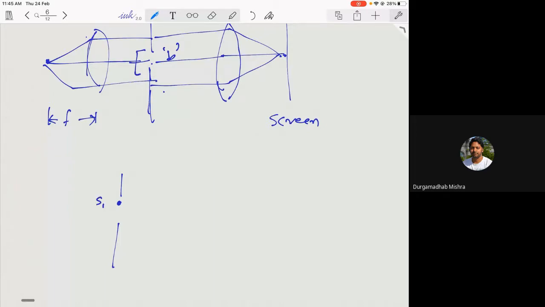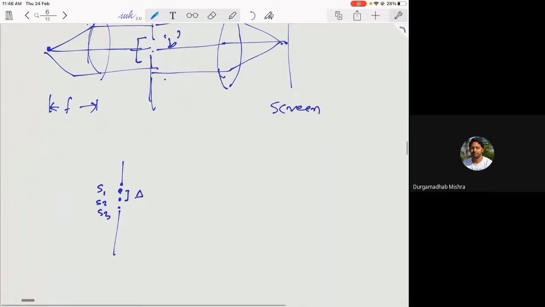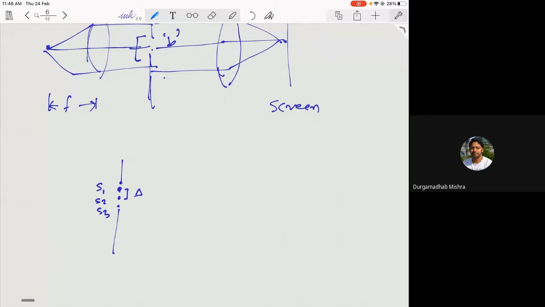So you divide your single slit into many tiny point sources, S1, S2, S3, and so on. The distance between two sources is, let's say, delta. First you calculate the path difference when the light goes from S1 and S2, and then we will extend it, and you will find the theory of diffraction. So let's look at these two sources, S1 and S2.